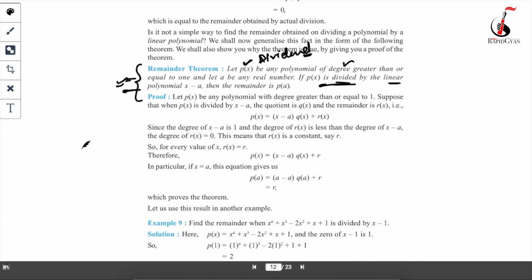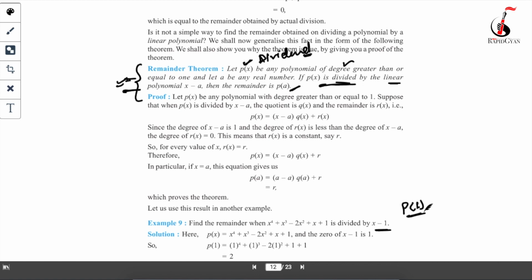Linear polynomial means polynomial of degree 1. So if this is going to be divided by the linear polynomial x minus a, then the remainder will be p(a). For example, suppose this is a polynomial p(x) with a degree more than 1, and if you are going to divide this by x minus 1, your remainder will become p(1). What do you mean by p(1), beta? I will explain, don't worry.